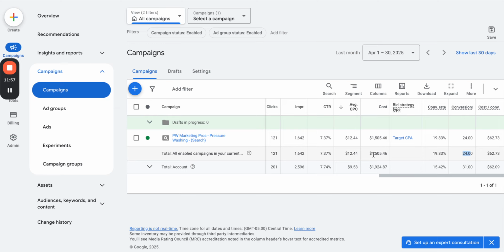And so overall, guys, in the Google ads campaign, they spent $1,500, got 24 leads, $62 a pop. Then if you add the local service ads to it, overall, they spent $1,900, got 31 leads, and $62 with the Google ads and local service ads. So this client is killing it also, and we hope to keep maintaining these results.